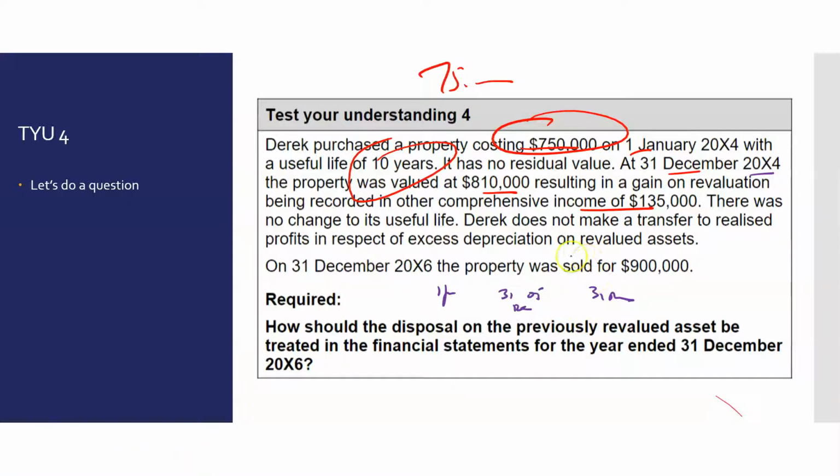So it now says that you sell this thing for, and what you didn't do, it tells you didn't do what we did earlier on where you did the transfer to balance it out. You don't have to. It says Derek does not make transfers of realized profits in respect of excess depreciation. Okay, so anyway, you sell it for 900,000.